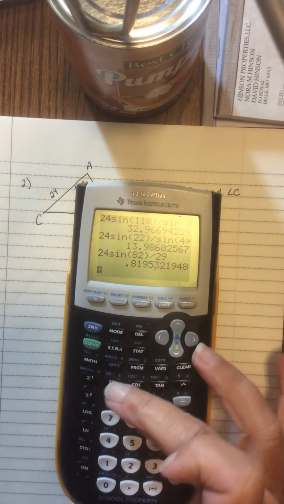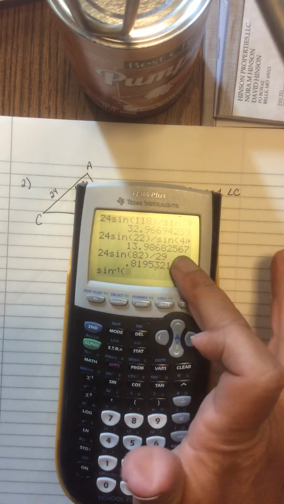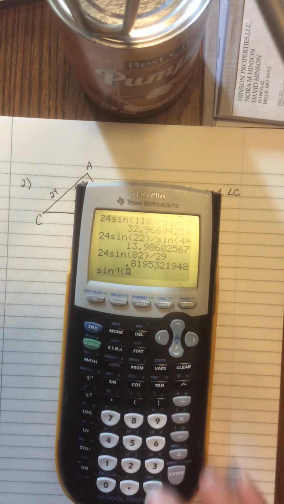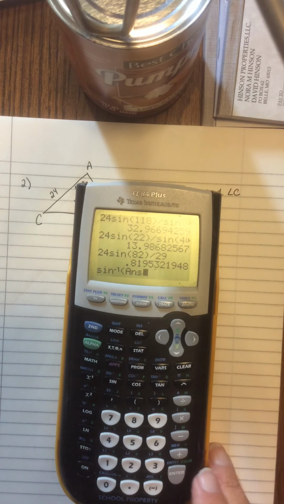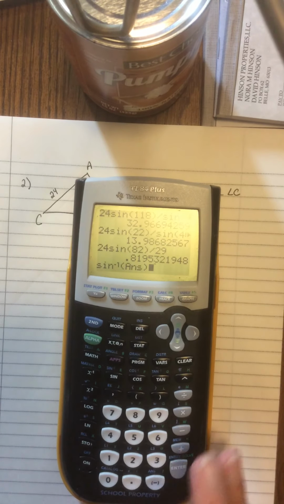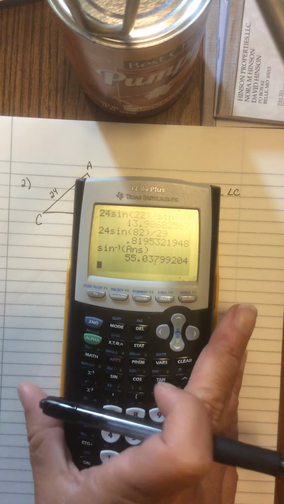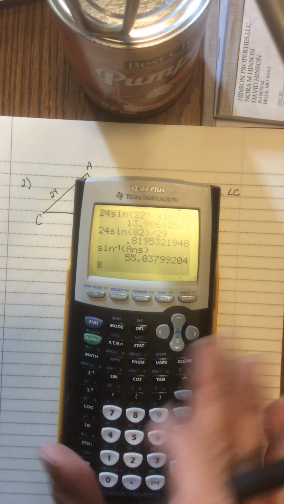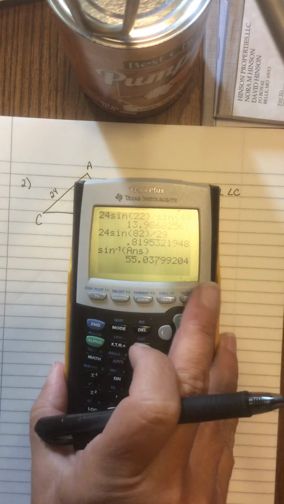So I do second sine. Rather than type all that in, second, the negative keys. See, you should all have a button on your calculator that says ANS, which stores the previous answer. It's a lifesaver. Find that, press enter. There's our angle, 55. We're just going to make it 55.04 degrees.